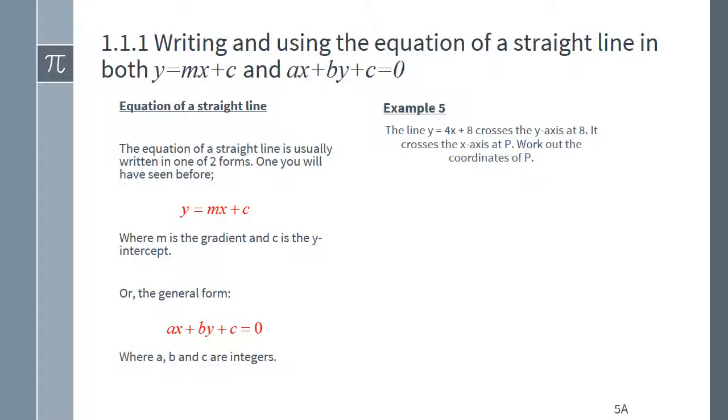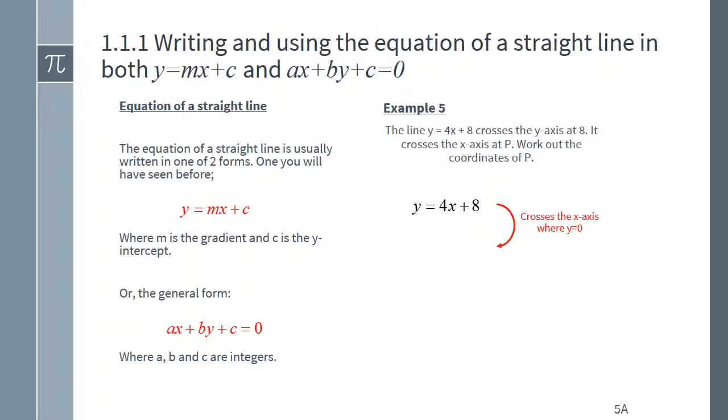Example 5. The line y equals 4x plus 8 crosses the y-axis at 8. It crosses the x-axis at P. Work out the coordinates of P. Well, when it crosses the y-axis, x is equal to 0. That's the y-intercept. When it crosses the x-axis, that's when y is equal to 0.